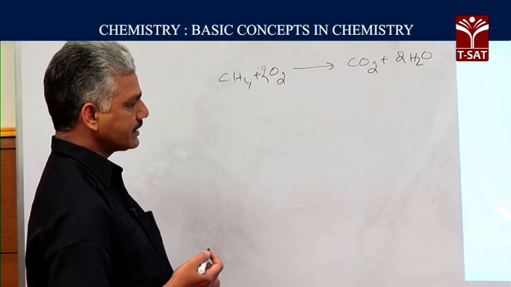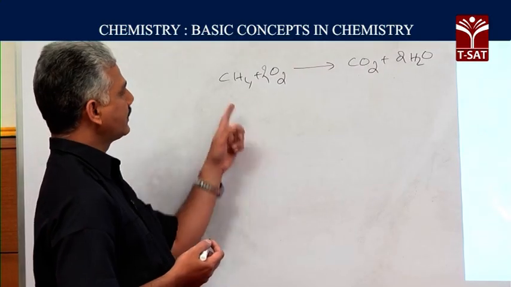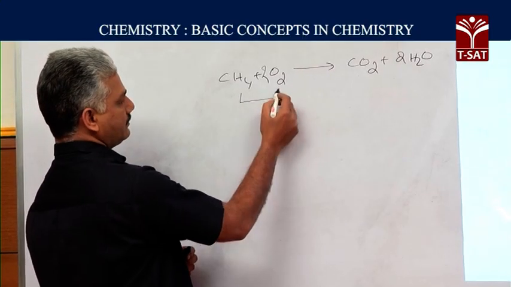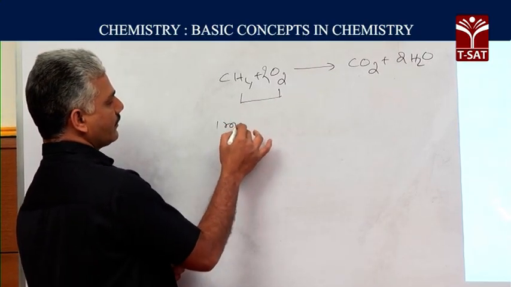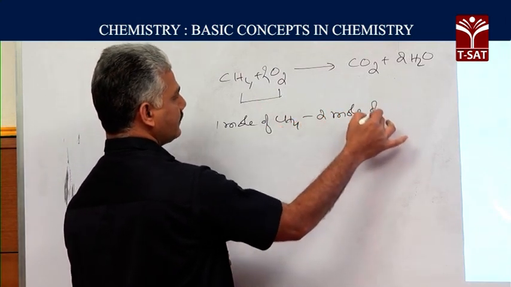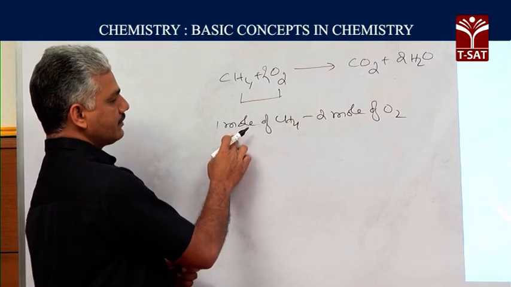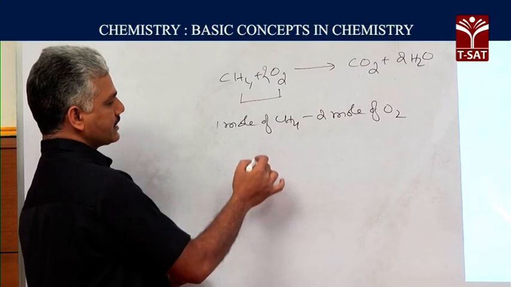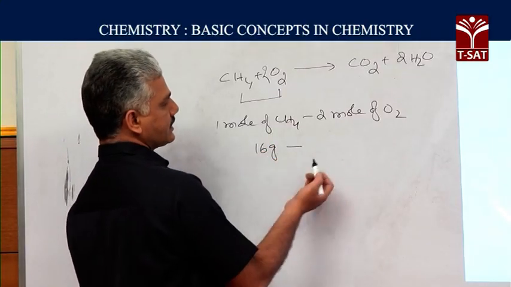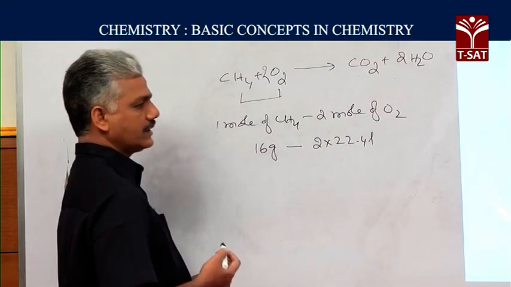Now, what is required is we have to calculate the volume of oxygen for the burning of a specific quantity of methane. So, the molar relation is 1 mole of methane can react with 2 moles of oxygen. As the methane weight is given, these moles are to be converted into weight. 1 mole of methane's weight will be 16 grams, and for 16 grams to react completely, we require 2 into 22.4 liters of oxygen.